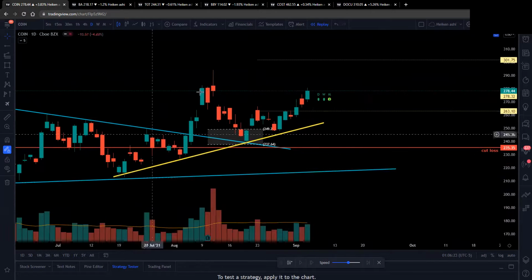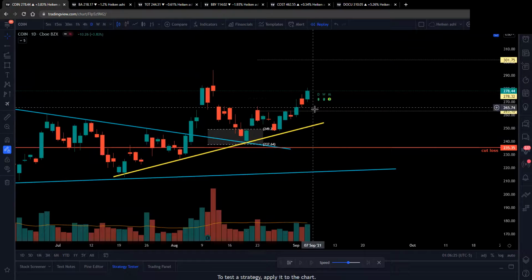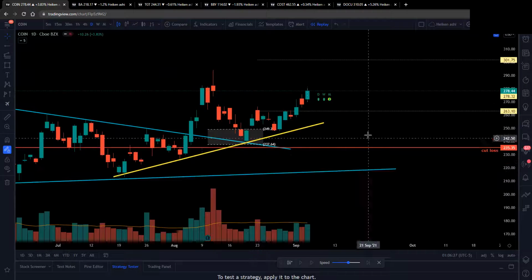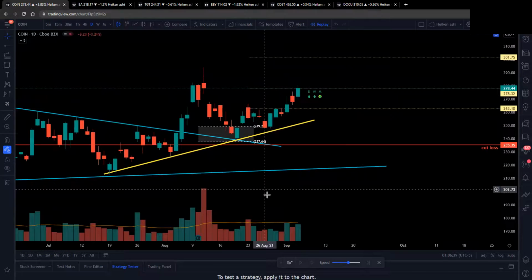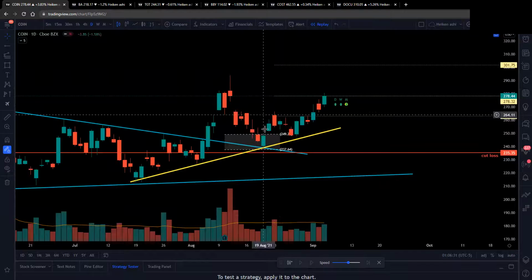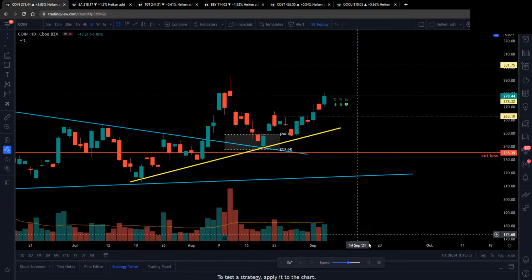Pretty simple. We usually just do this for call contracts. We don't do puts for this one. And that's pretty much it for the dip buys, options contracts.